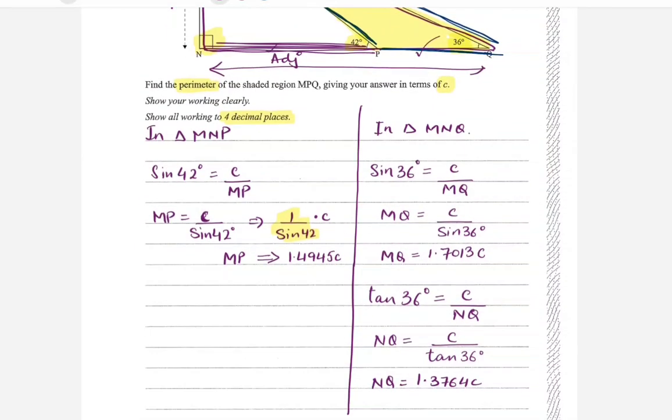All right. Now we need to find NP as well, so we can subtract and find NQ, right? So here again we are doing tan, so tan 42 degrees is equal to C over NP. NP is equal to C over tan 42. Again, you will find 1 over tan 42, and that is going to give us something. Let's see what that is. So if we are finding NP and you put those values in, you're going to get 1.1106 C. Make sure you're using 4 decimal places because they are asking for 4 decimal places.